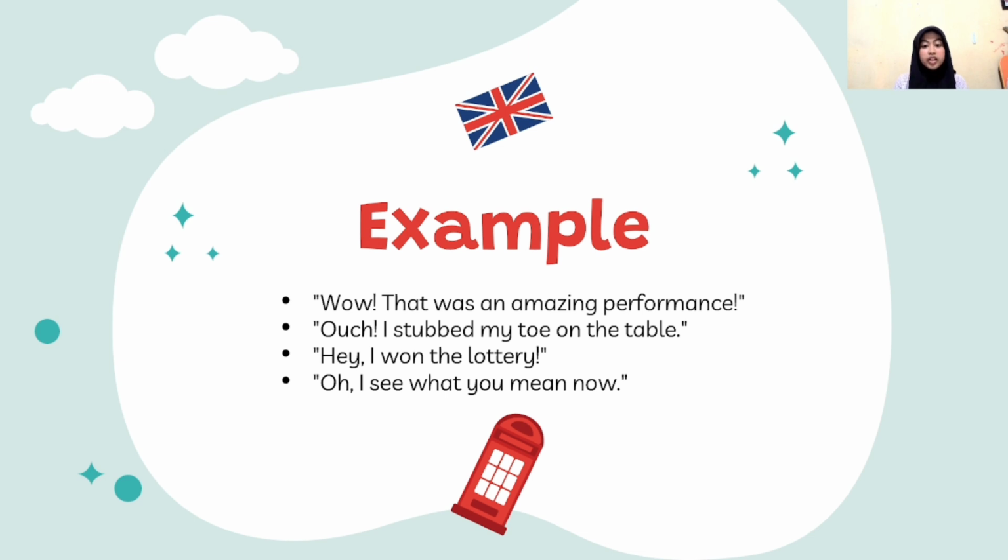Examples of interjections. First, wow, that was an amazing performance. Second, oh, I stubbed my toe on the table. Third, hey, I won the lottery. And the fourth, oh, I see what you mean now.